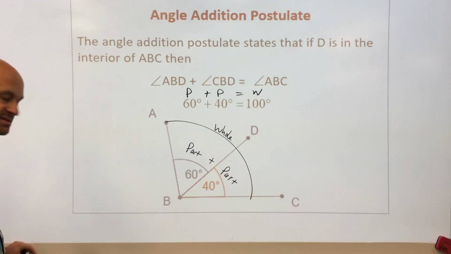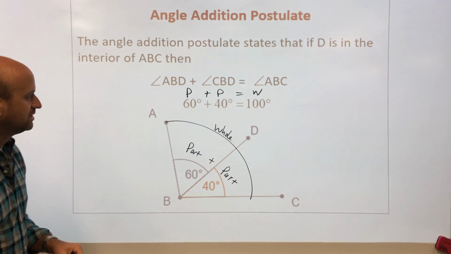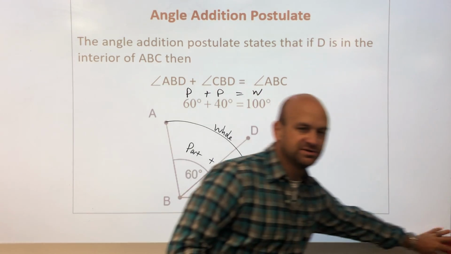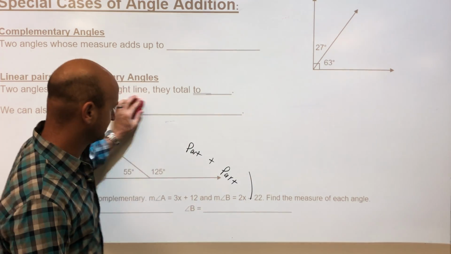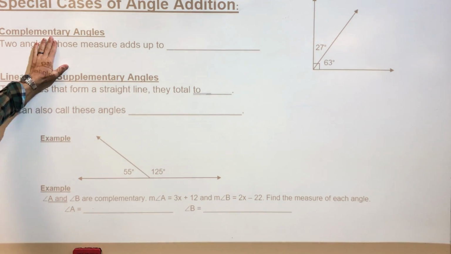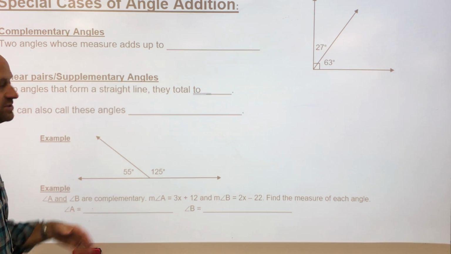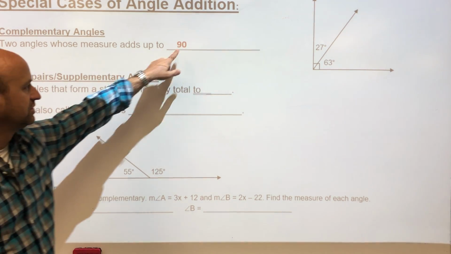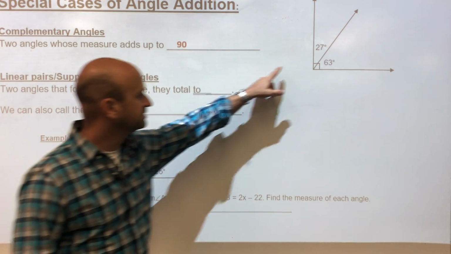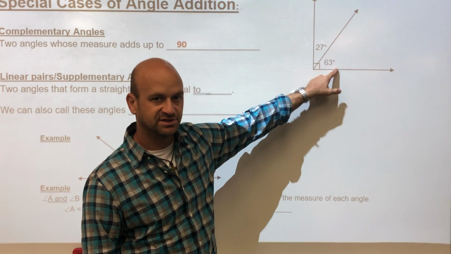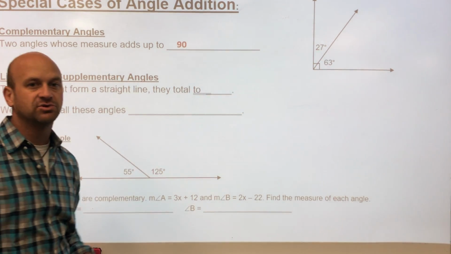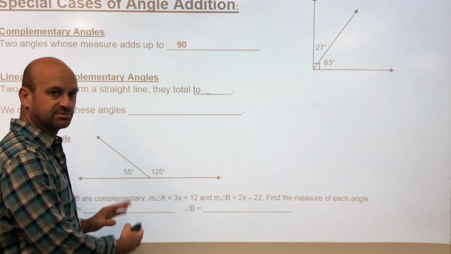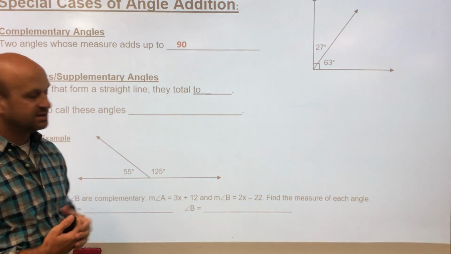We've seen this in the past and we'll continually see it. Now, what is unique about this postulate is that we have some special cases. So the first special case is what we call complementary angles. This is where we have two angles that add up to 90 degrees. And so that would be an example of this here. Now, we can make it more complicated by throwing in an equation, and we'll see an example of a similar problem down here. But that is what you have to know.